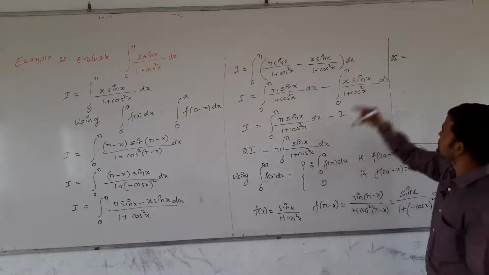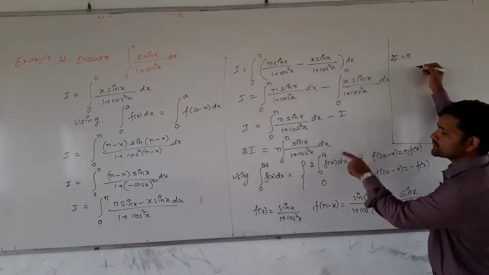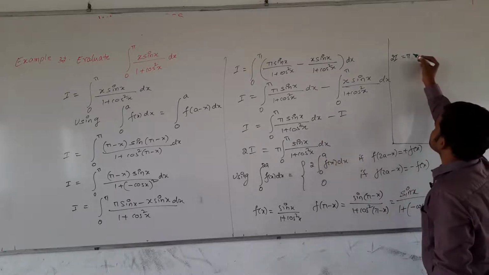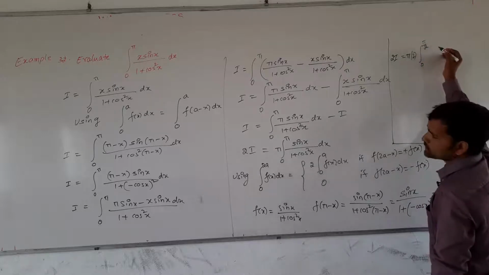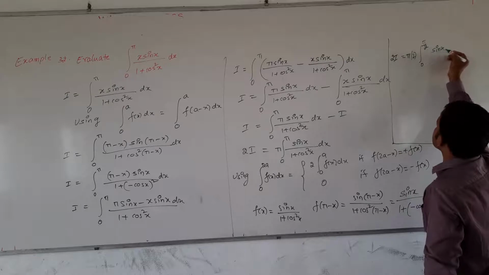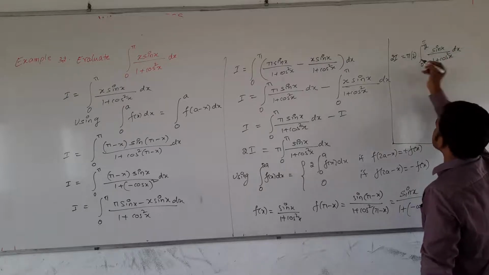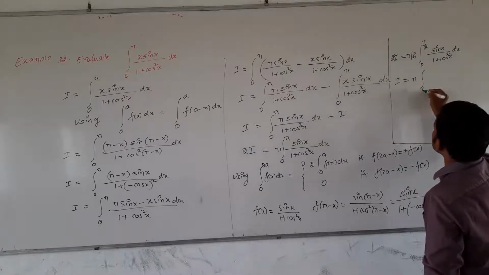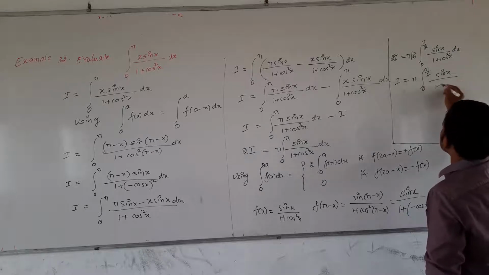In the same case, here in our problem, the outside pi will be as it is, 2 times integral from 0 to a. 2a is pi means a is pi by 2, so pi into 2 into integrating from 0 to pi by 2 of sin x by 1 plus cos square x dx. You see, these two get cancelled. I is equal to pi into integral from 0 to pi by 2 of sin x by 1 plus cos square x dx.